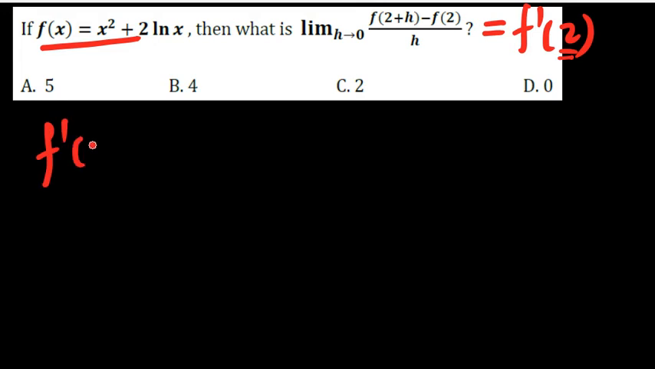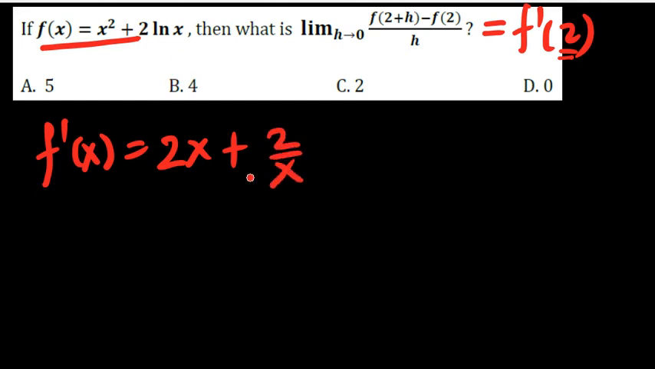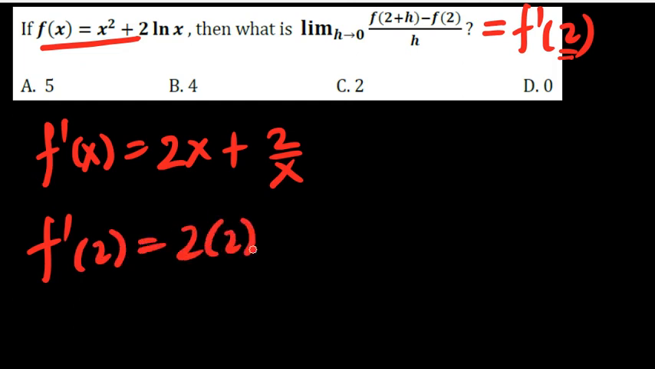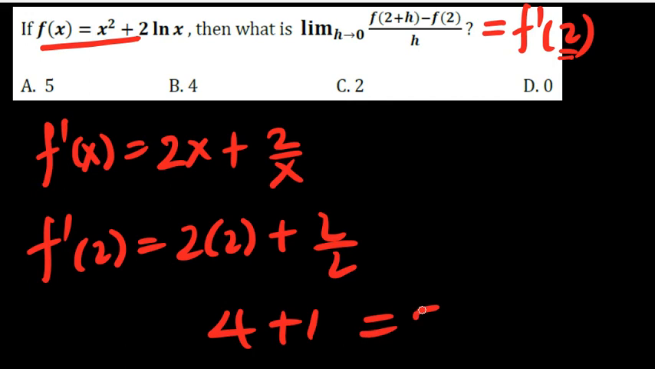So the derivative of the function will be, first, x squared derivative, it's 2x, plus 2 ln x. The derivative of 2 ln x will be 2 over x because the derivative of ln x is 1 over x. The 2 constant remains. So f derivative at 2 means, now substitute 2: 2 times 2 plus 2 over 2, which is 4 plus 1, which is 5. So the answer is found in A. Next.